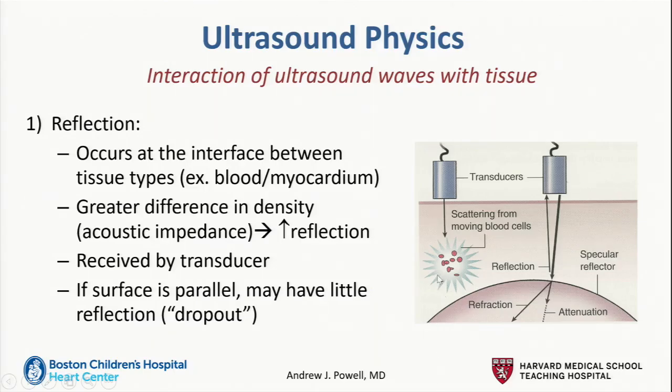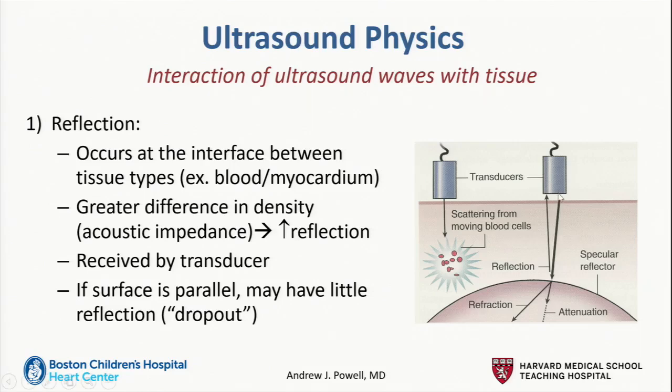The first is reflection, and this reflection occurs at the interface between 2 tissue types, for example, blood, and then moving on to myocardium. So here you can see the sound wave coming off the transducer, going through one type of tissue, and then moving into a different type of tissue. And reflection here is it bouncing back. The greater the difference in density of the 2 different structures, the more of this gets reflected as opposed to some of these other phenomena that we'll go through in a minute. These sound waves are reflected back, and some of them are received by the transducer, and that's what's used to form the picture.